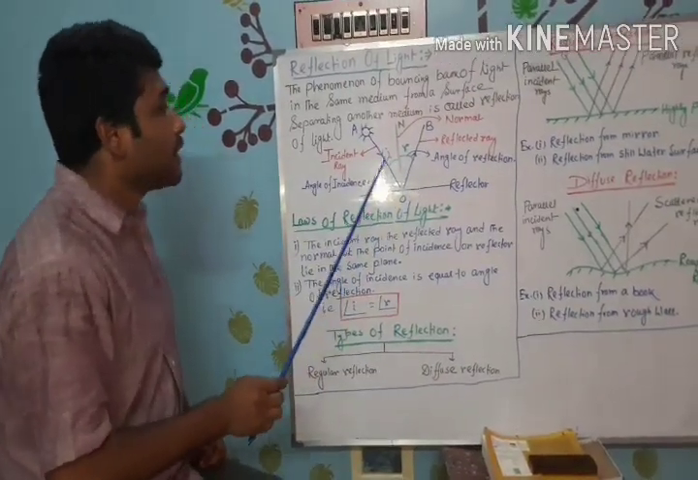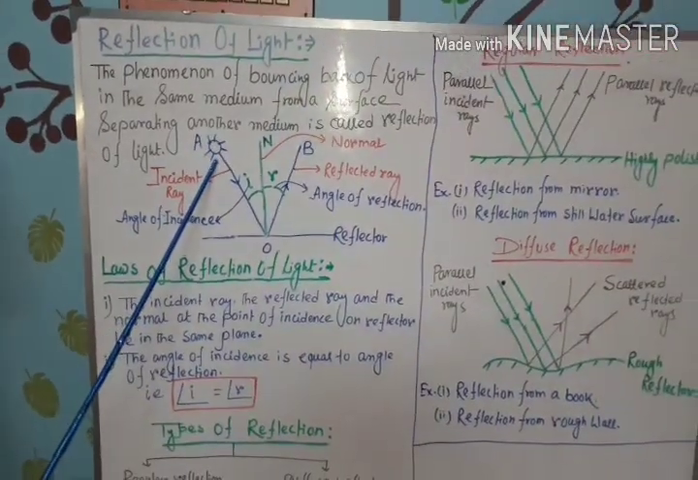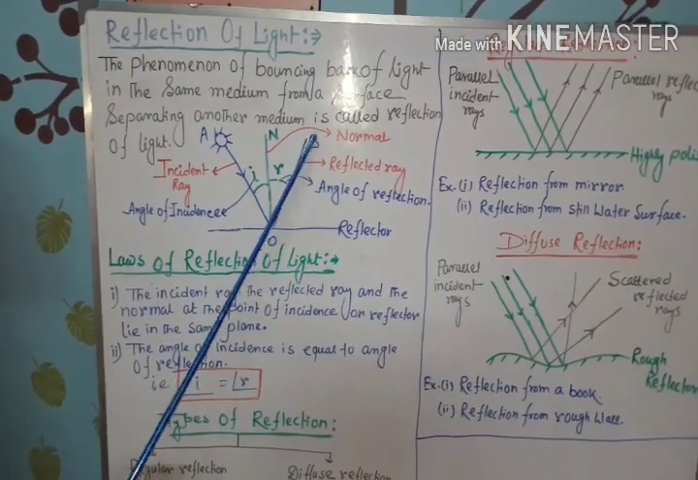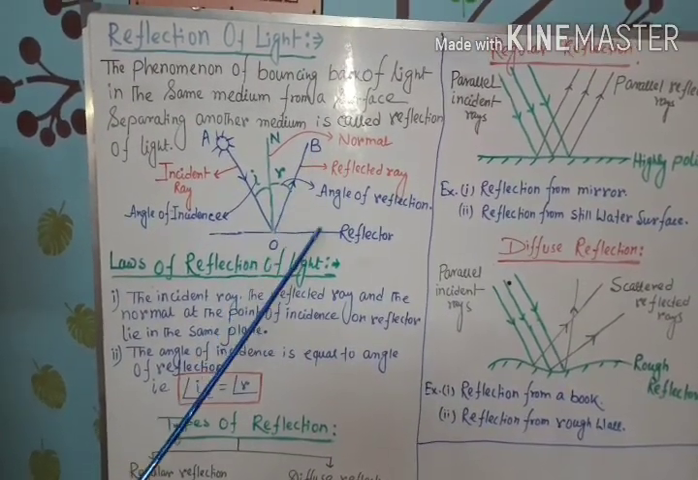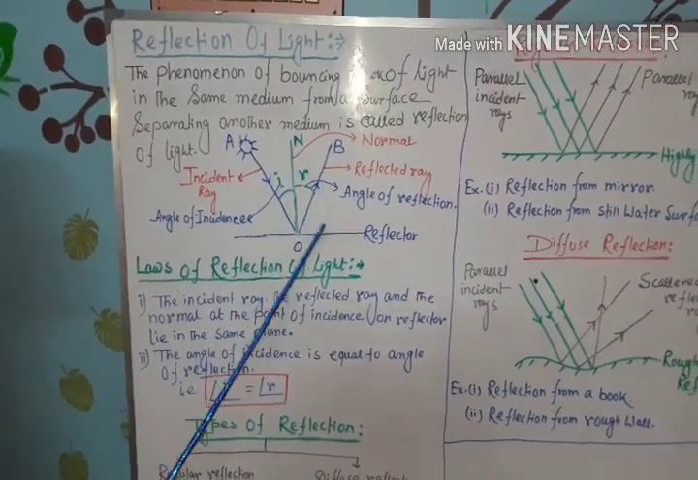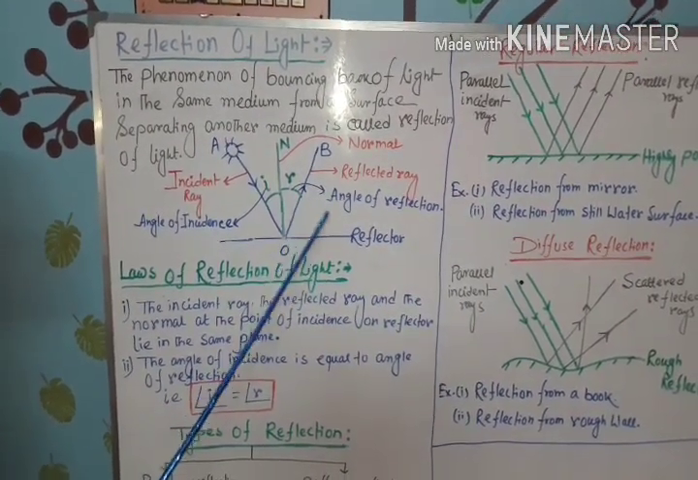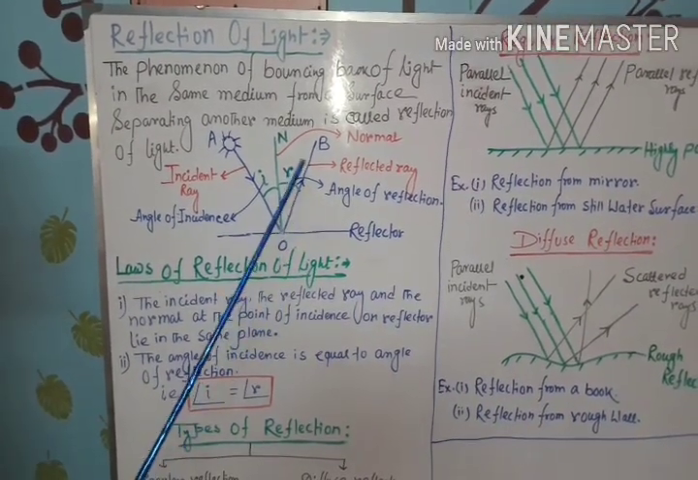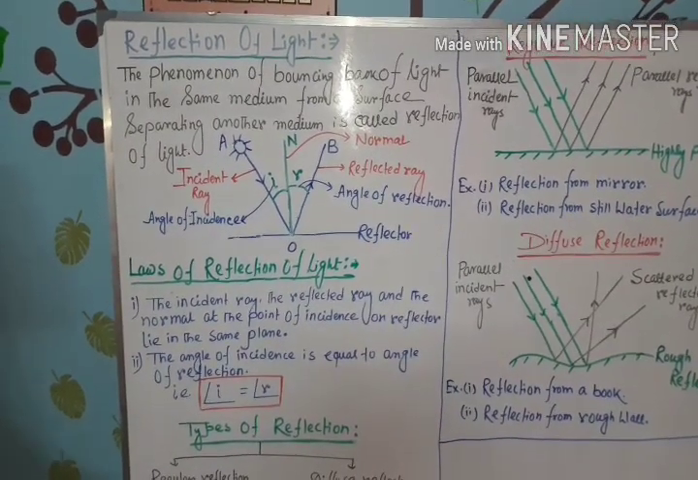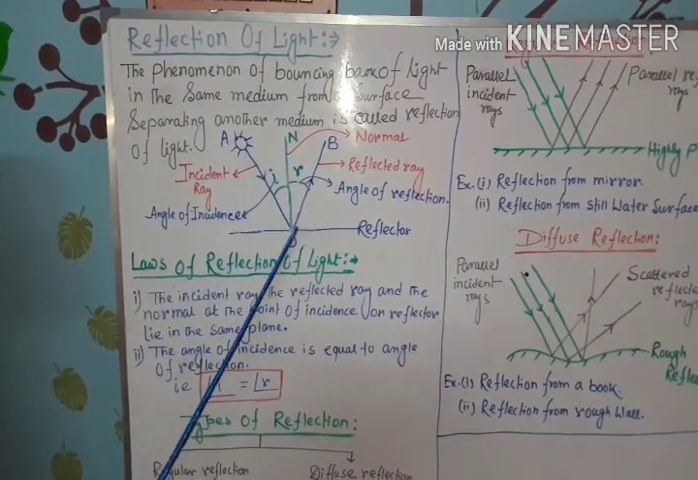Now here we consider A is a source of light from where a light ray AO falls on a surface. OB is the light ray which is bouncing back from the surface, and this phenomenon is actually called the reflection of light. Regarding the reflection of light, you have to know certain terms. Number 1, incident ray. The light ray which falls on the surface is known as the incident ray. So according to this diagram, AO is our incident ray.